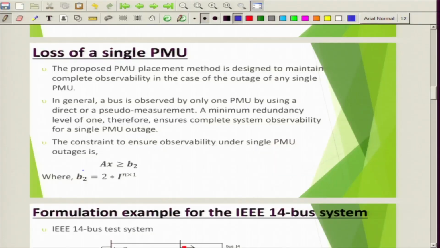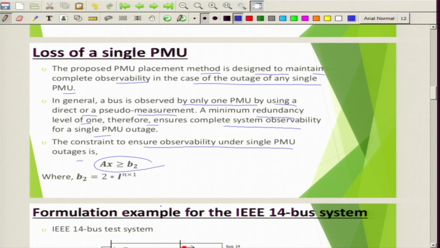The proposed PMU placement method is designed to maintain complete observability in the case of the outage of any single PMU. In general, a bus is observed by only one PMU, by using a direct or a pseudo measurement. A minimum redundancy level of 1 therefore ensures complete system observability for a single PMU outage. The constraint to ensure observability under single PMU outage is, now this is the second constraint, AX greater than or equal to B2. Remember, in the case of line outage we defined it as AX greater than or equal to B1.